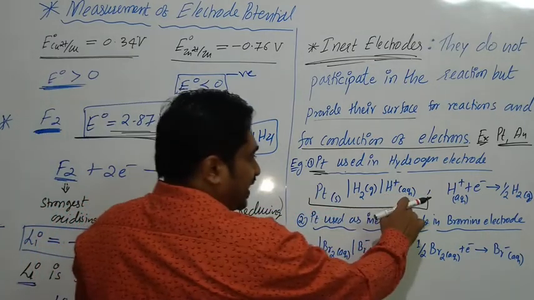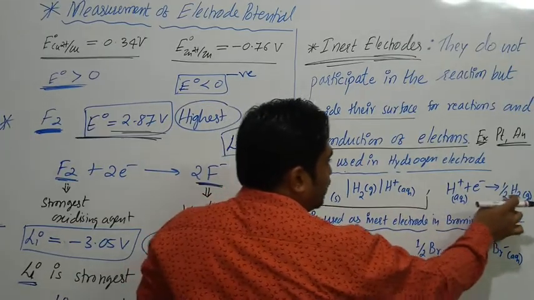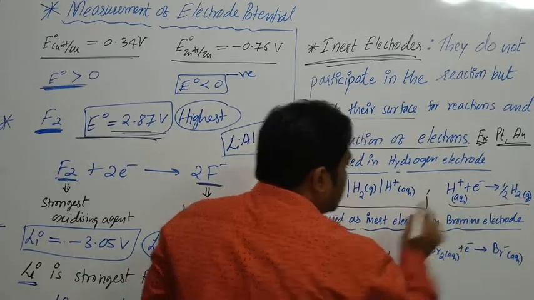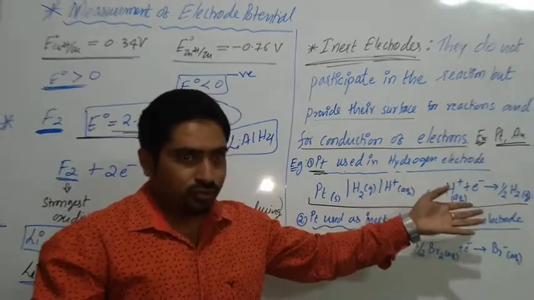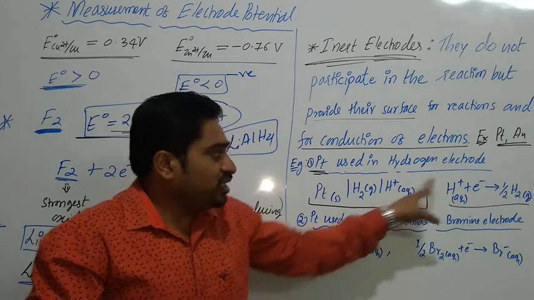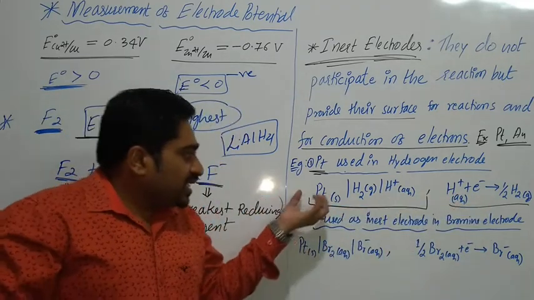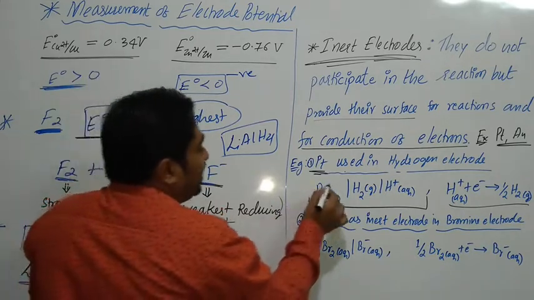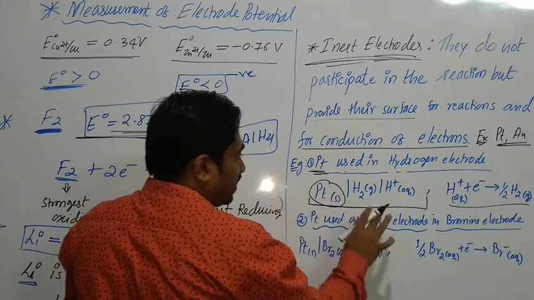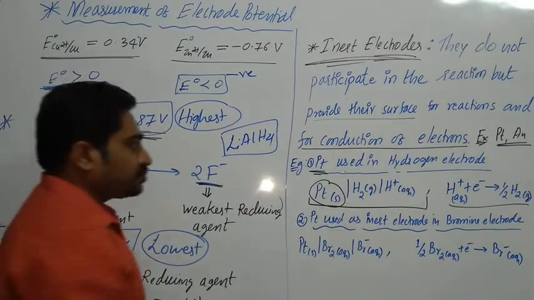See the chemical reaction taking place in the electrode. H+ plus e- gives 1/2 H2, the reduction of the H+ ion. Do you find platinum in this reaction? No. Here only hydrogen is taking part in the chemical reaction. Platinum is just like an audience. It gives its surface area for the chemical reaction, but it does not take part in the chemical reaction.